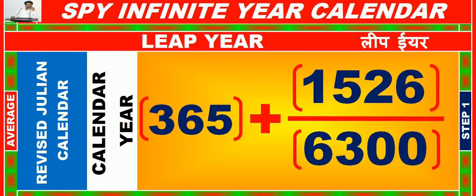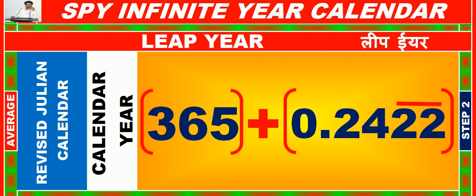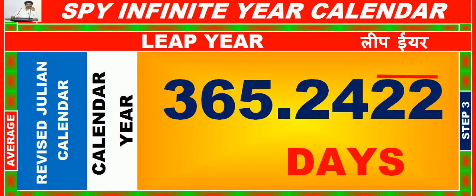Average revised Julian calendar year is equal to the sum of days in a general year, that is, 365 days, and the result of dividing total leap years in a complete cycle, that is 1526 years, by the total number of years in a complete cycle, that is 6300 years. Average revised Julian calendar year is equal to the sum of 365 days and 0.2422 days. Average revised Julian calendar year is equal to 365.2422 days.